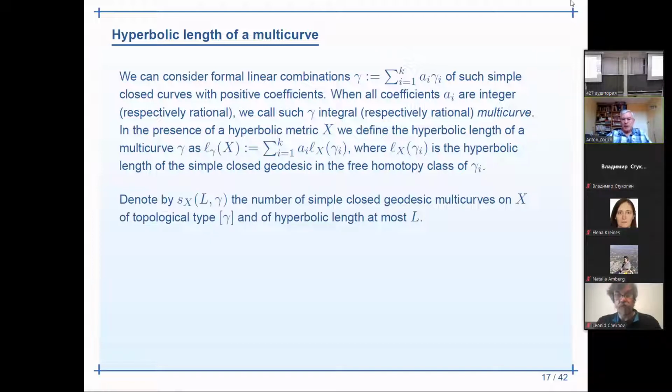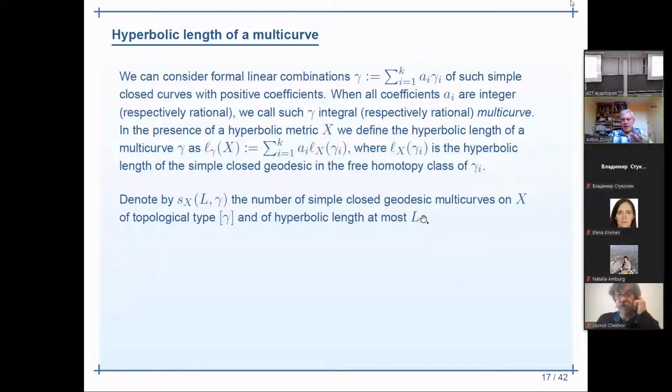Namely, I will denote by S_X(gamma, L), where X is a hyperbolic metric, the number of simple closed geodesic multi-curves on my hyperbolic surface X of topological type gamma and of hyperbolic length at most L. There is a finite number of them.